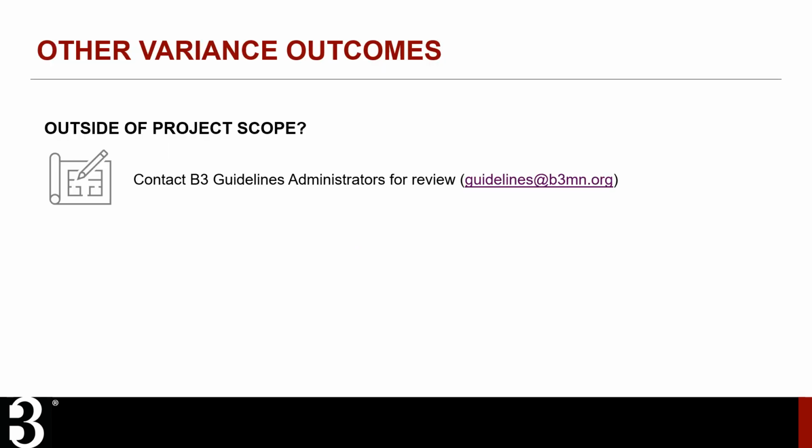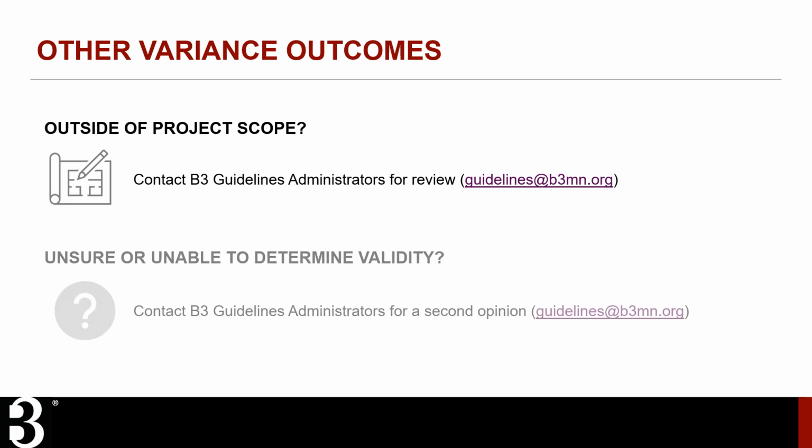If the variance was requested for a guideline outside of the project scope, such as a site-related guideline for an interior renovation project, then the B3 Guidelines Administrator should be contacted to see if it can be handled outside of the variance process. If the Guideline Leader is unsure or unable to determine if a variance should be accepted, please also contact the B3 Guidelines Administrators for a second opinion.